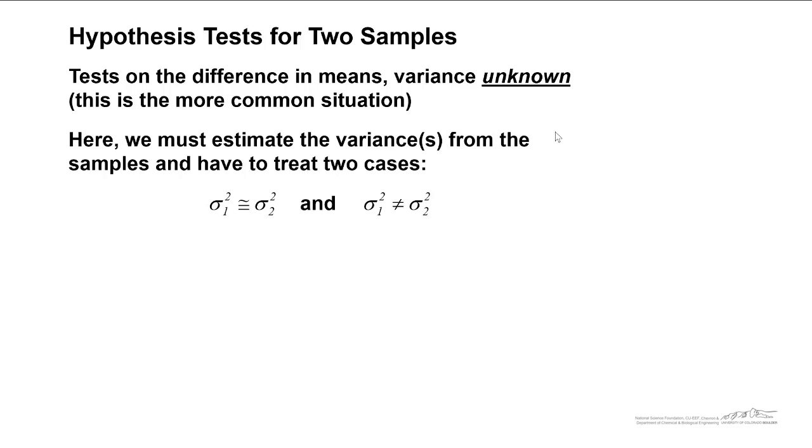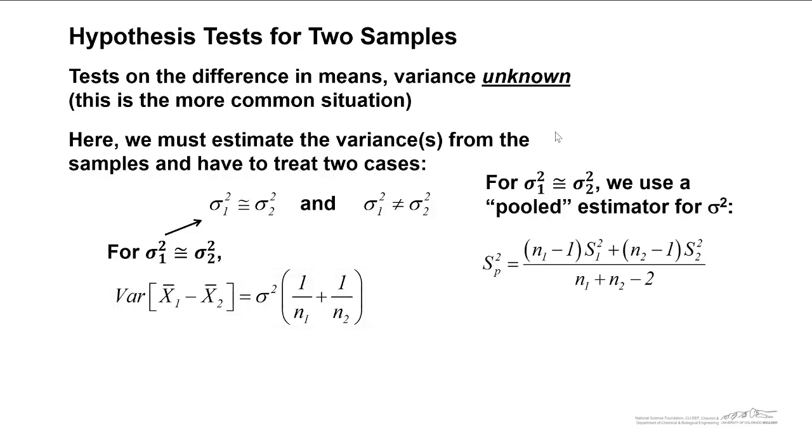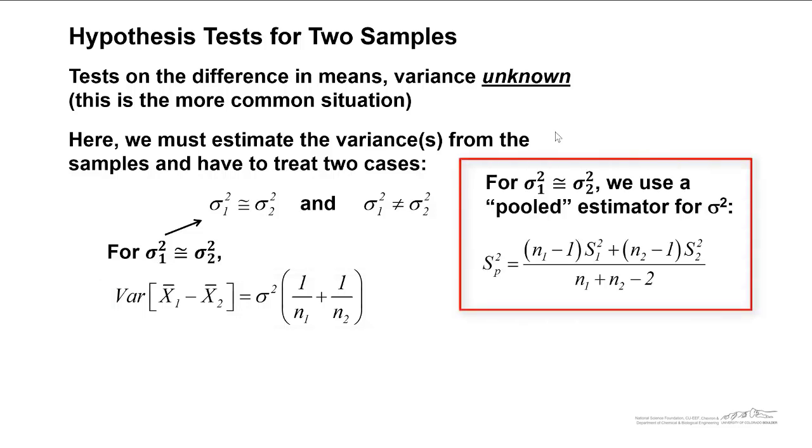Here, we must estimate the variances from the samples and have to treat 2 cases. Do the 2 samples come from populations that have approximately the same variances, or do those 2 samples come from 2 populations that do not have the same variances? If we assume that the samples come from 2 populations with the same variances, the variance of the difference between 2 means, it can be shown, is sigma squared times 1 over n1 plus 1 over n2. We use a pooled estimator. This is essentially a weighted average. We subtract 1 from the 2 sample sizes, and we divide by n1 plus n2 minus 2.